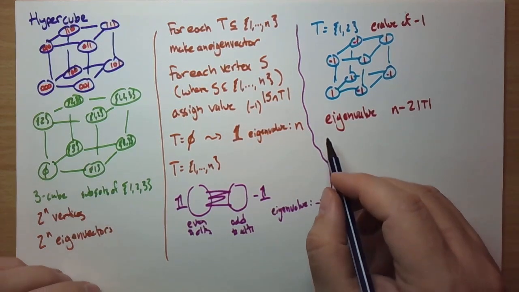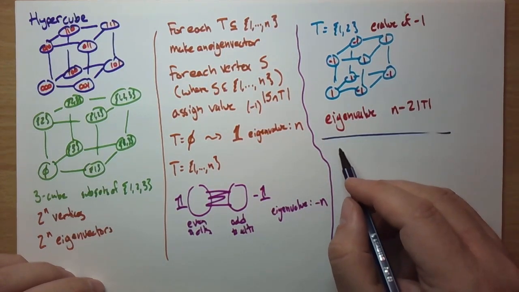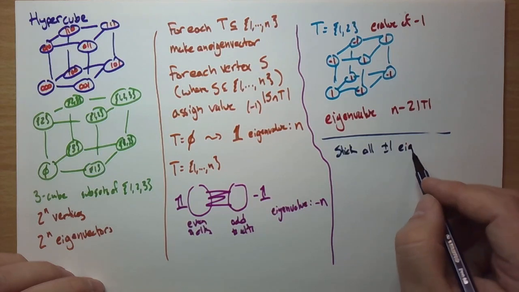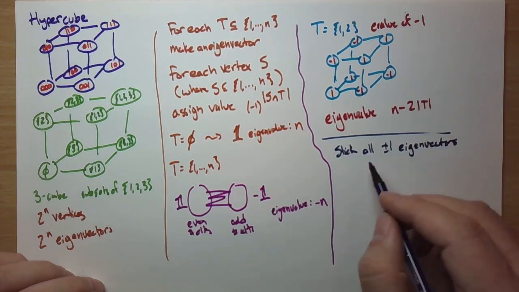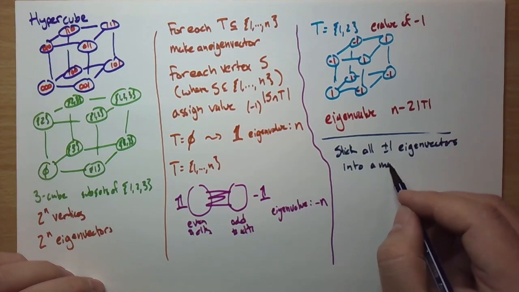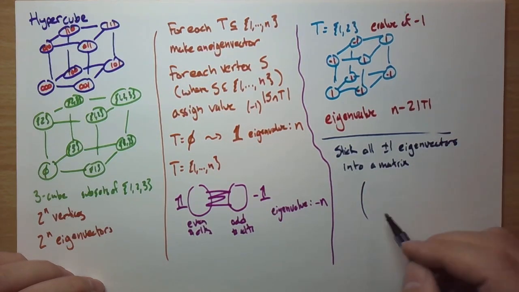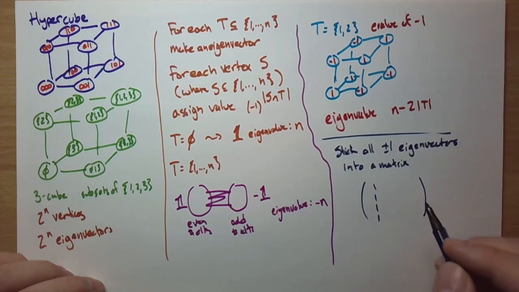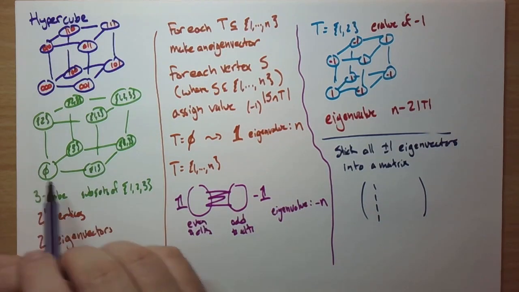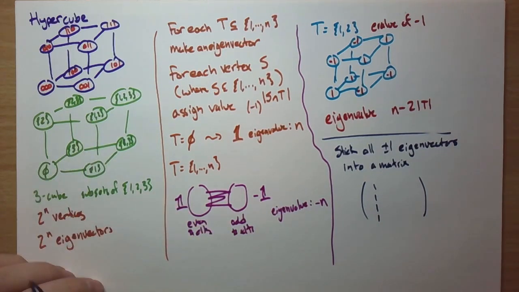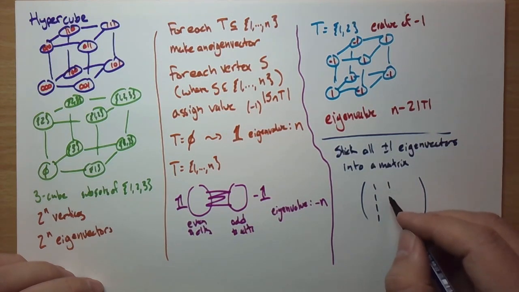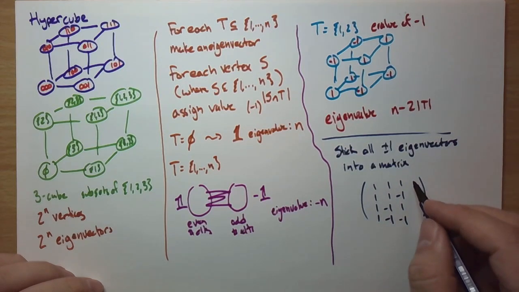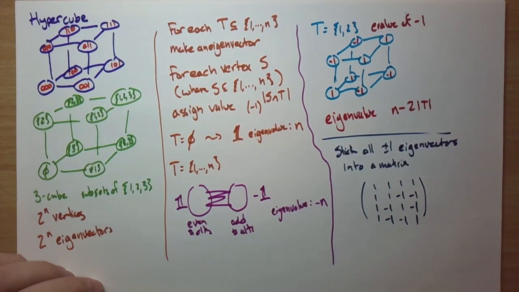The other thing that you can do is if you stick all the plus minus 1 eigenvectors into a matrix, I'll just point this out, what you get, and I'll do it not for C8, sorry, not for the 3 cube, but the 2 cube. You get something that looks like 1, 1, 1, minus 1, minus 1, 1, minus 1, 1, minus 1, and something that looks like that.